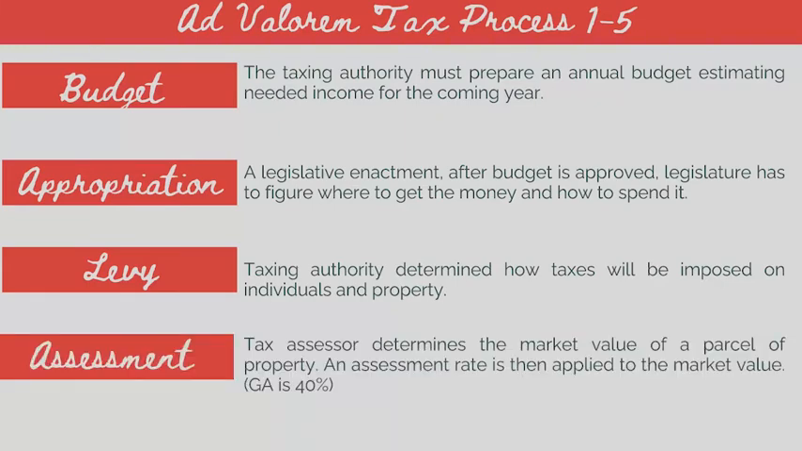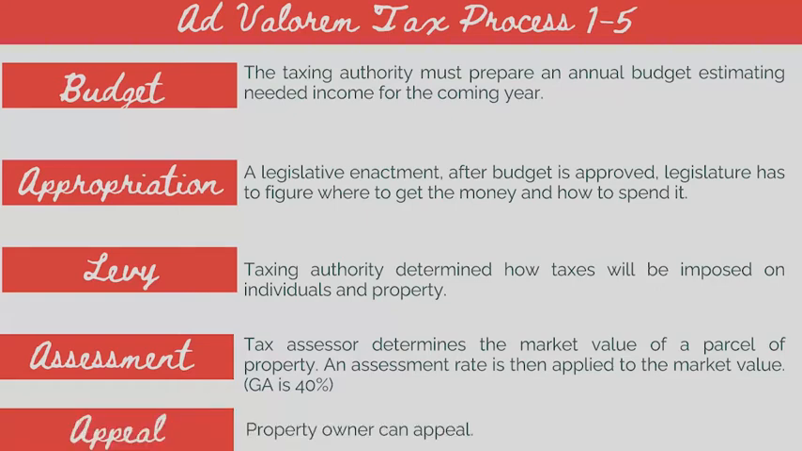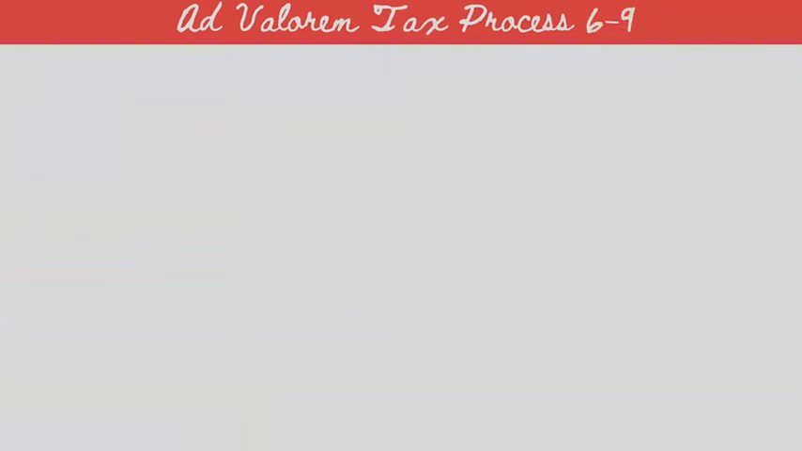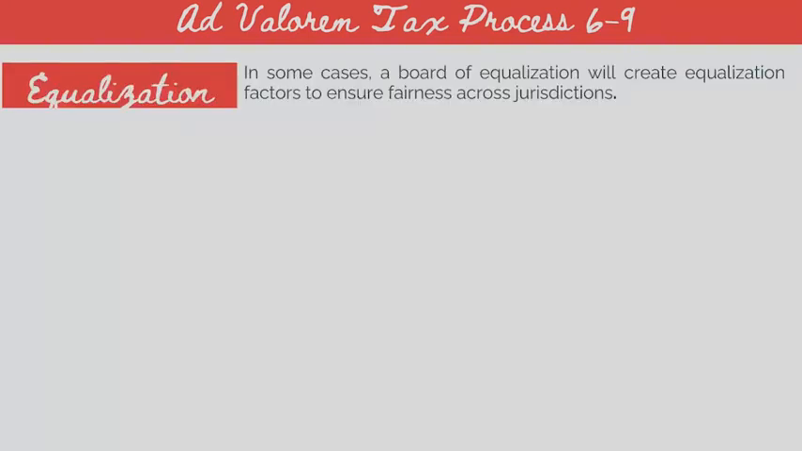Assessment, the tax assessor determines the market value of a parcel of property. An assessment rate is then applied to the market value. Georgia is 40%, remember that. Appeal, property owner can appeal. Equalization is, in some cases, a board of equalization will create equalization factors to ensure fairness across jurisdictions.